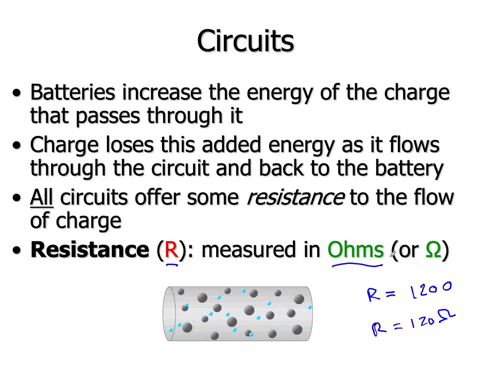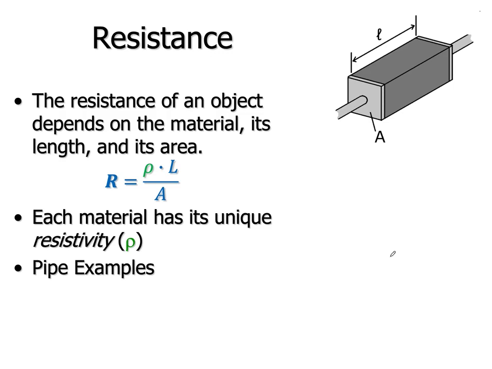So resistance is measured in ohms. Moving on. How do you calculate the resistance of an object? Well, the resistance of an object depends on its material and the length and the cross-sectional area, how big it is across this way right here. Now, we represent this little thing right here with the Greek letter rho, and it represents the resistivity, and every single material has a unique resistivity.